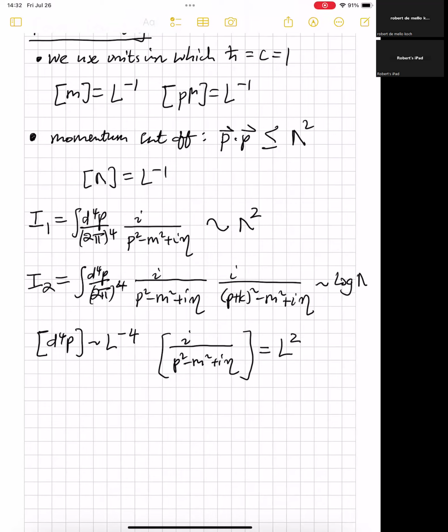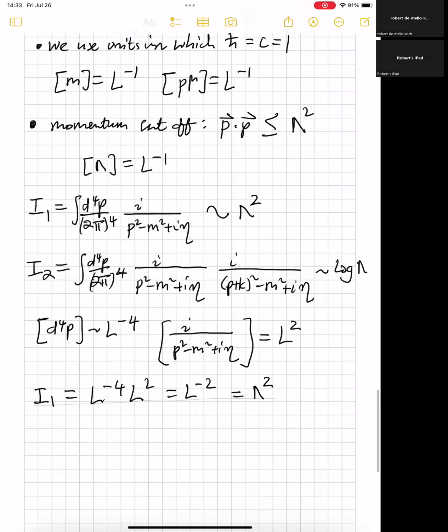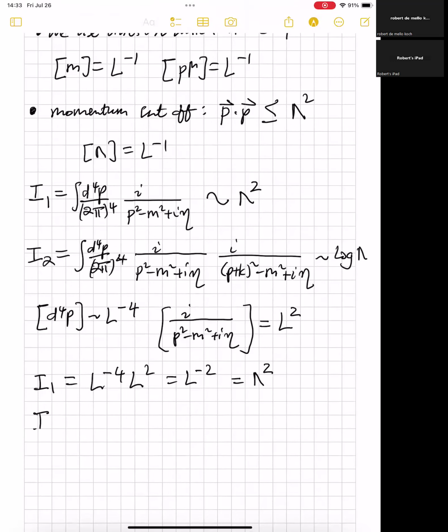So if we look at the dimensions of I1, well, this looks like length to the minus 4 from the integration measure, length squared from the propagator, that's length to the minus 2. And if I want to write a quantity in terms of Λ that's length to the minus 2, I would say that this is Λ^2. Λ is length to the minus 1. So what power of Λ gives us length to the minus 2? It's Λ^2.